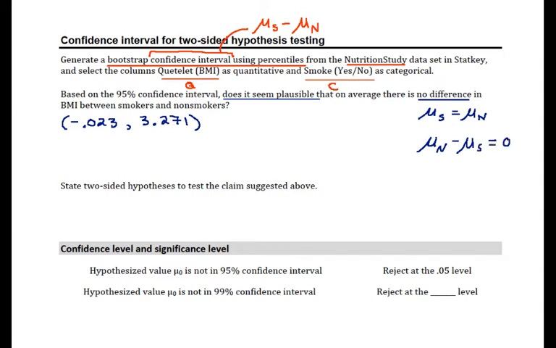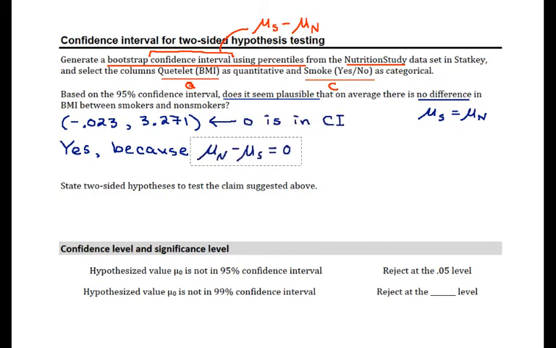So if there's no difference, then that means that this difference is equal to 0. 0 is in this confidence interval, and therefore we would have to answer yes, it is plausible that there's no difference, because mu sub n minus mu sub s equals 0 is a plausible value.